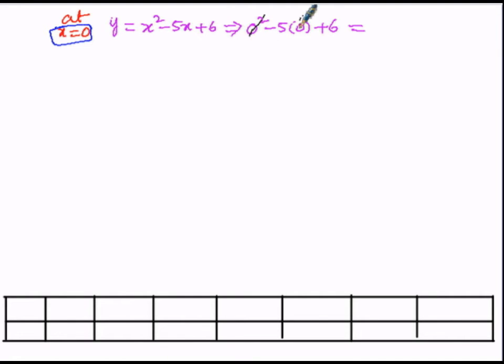Then now, the leftover term is only plus 6. So, in this manner we got the y value as 6. Then now the ordered pair which we got is, when x is 0, the y value is 6.